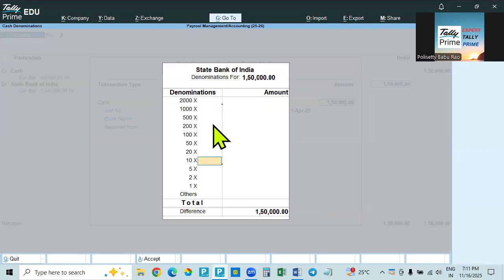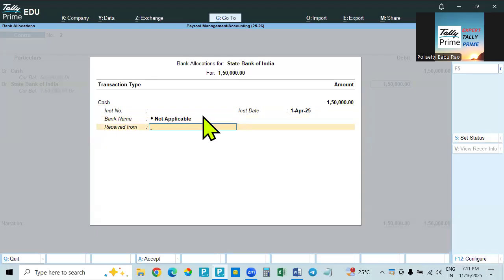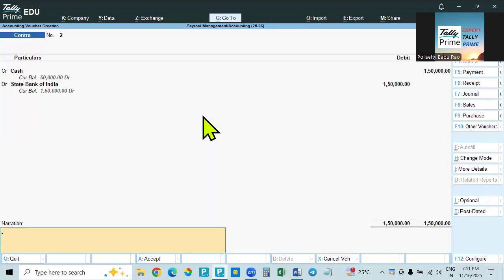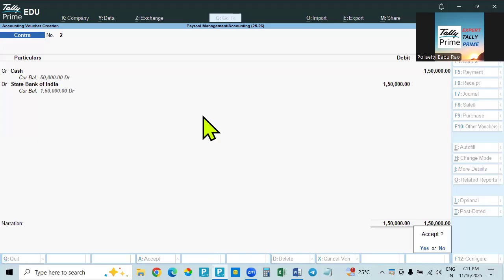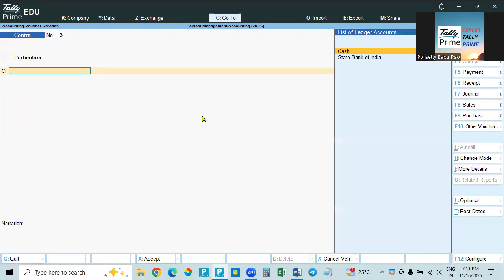Or you can give the denomination. So 1,50,000 means 500 into 300, which will be 1,50,000. That is the amount. The bank name and everything else need not be given, because it is our own bank. So this is paid into the bank, the amount deposited into the bank.